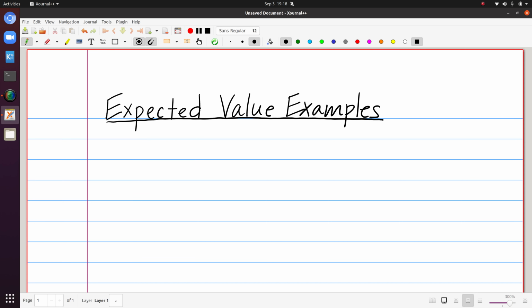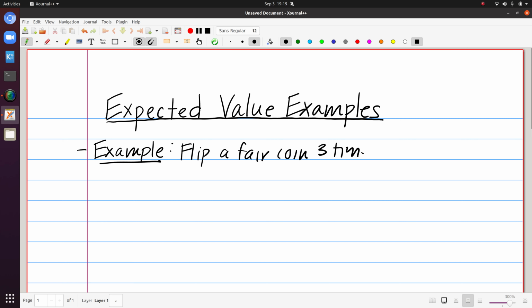Now let's look at some more examples computing expected value. So in our last video, we looked at an example in which we flipped a fair coin 3 times. And in that one, we looked at X being the number of heads we saw. Let's consider the same experiment. So flip a fair coin 3 times. But I want to define a different random variable.